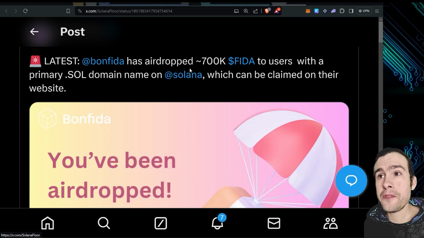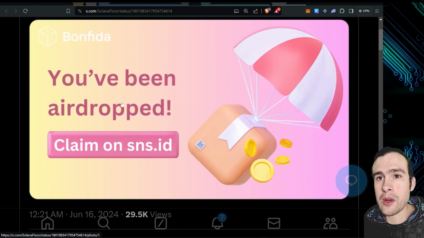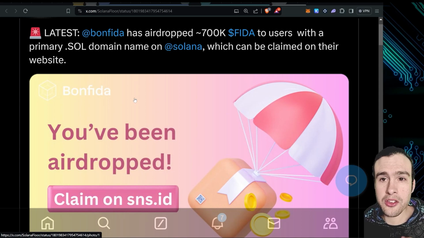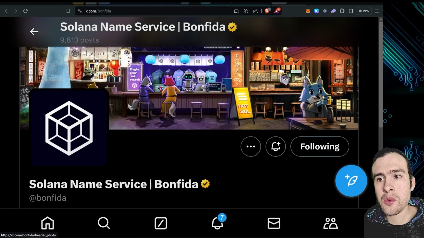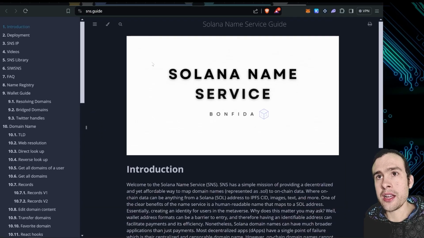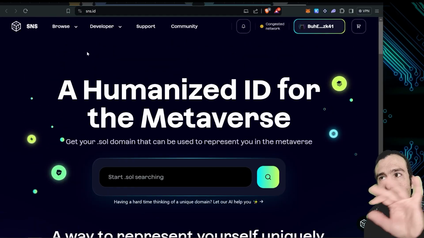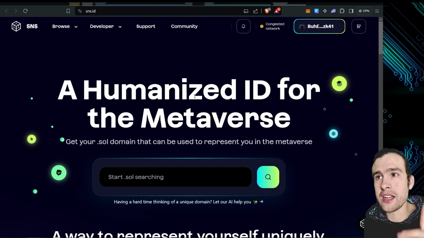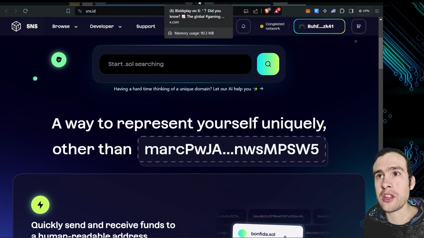We've got an airdrop for Bonfida, so 700,000 Fida tokens to users with a primary .sol domain name on Solana, which can be claimed on their website. So if you want to know if you are eligible, if you've got a .sol domain like I do, you can just go onto their website, sns.id, connect your wallet, and a banner will appear at the top of the page saying you're eligible for the airdrop, and you just click claim. I couldn't claim it at first, but I just kept trying and then it got through. But yeah, that's it. There's a new airdrop for Bonfida token domain holders.